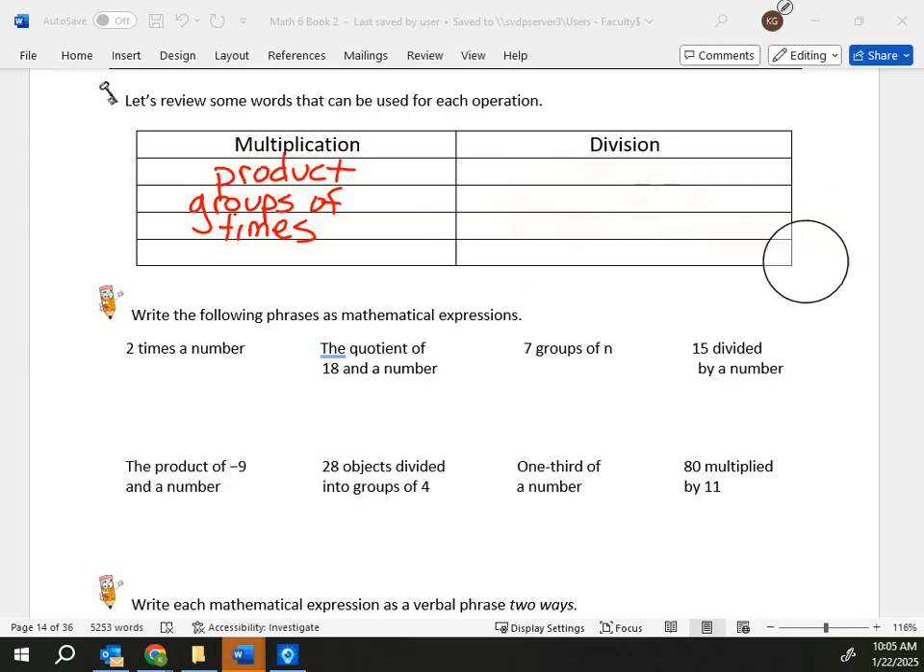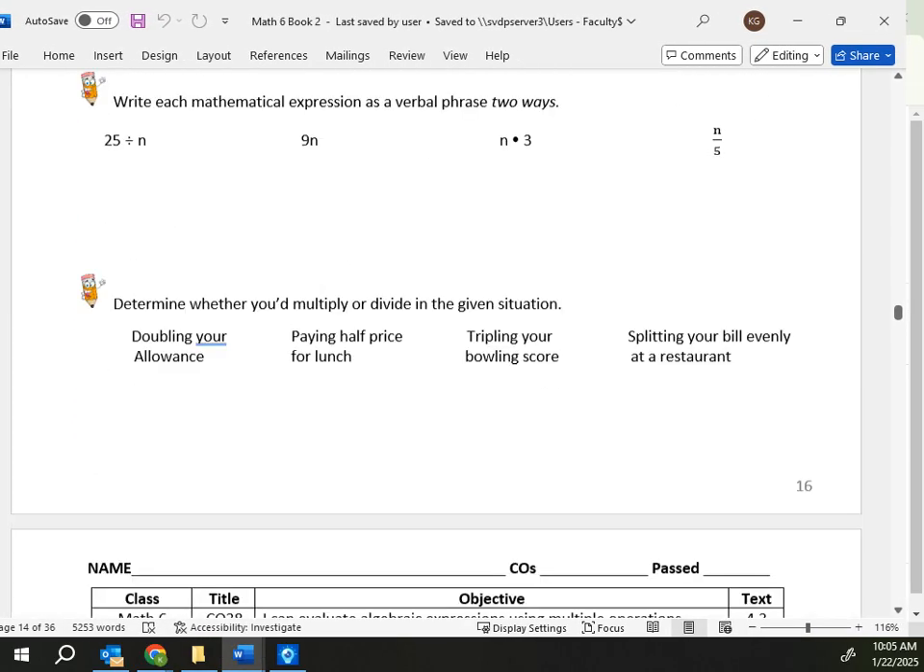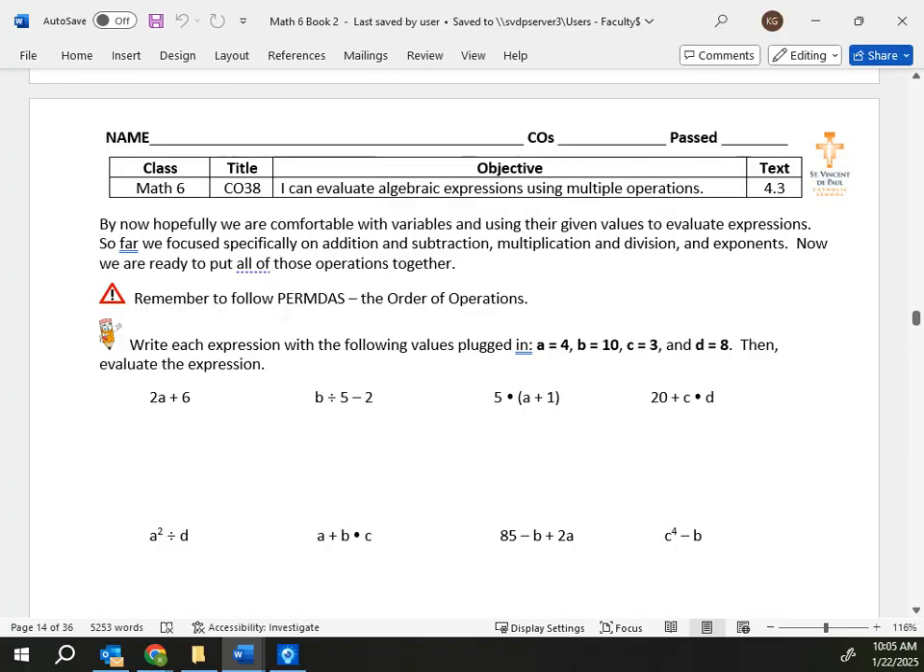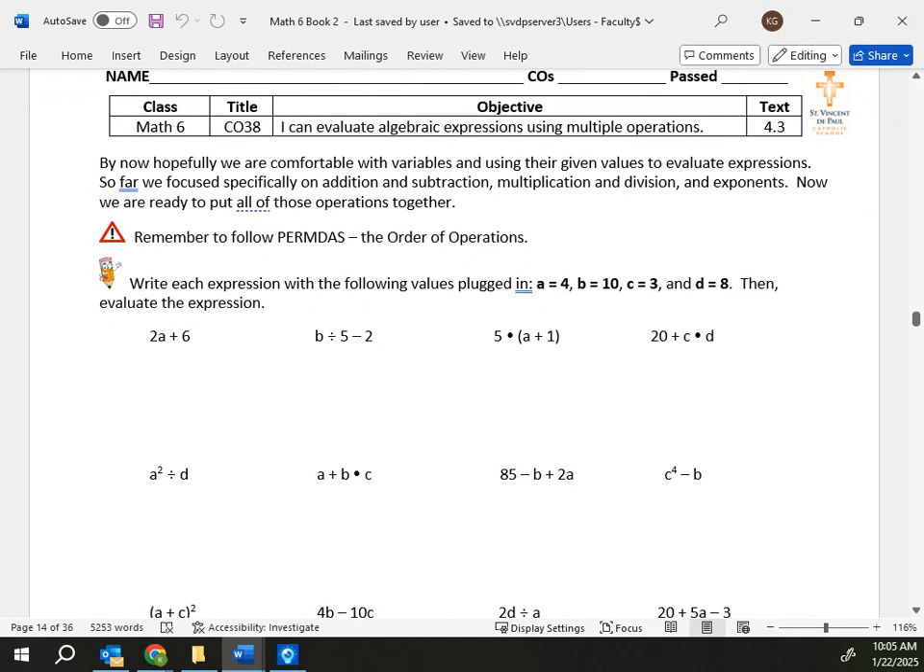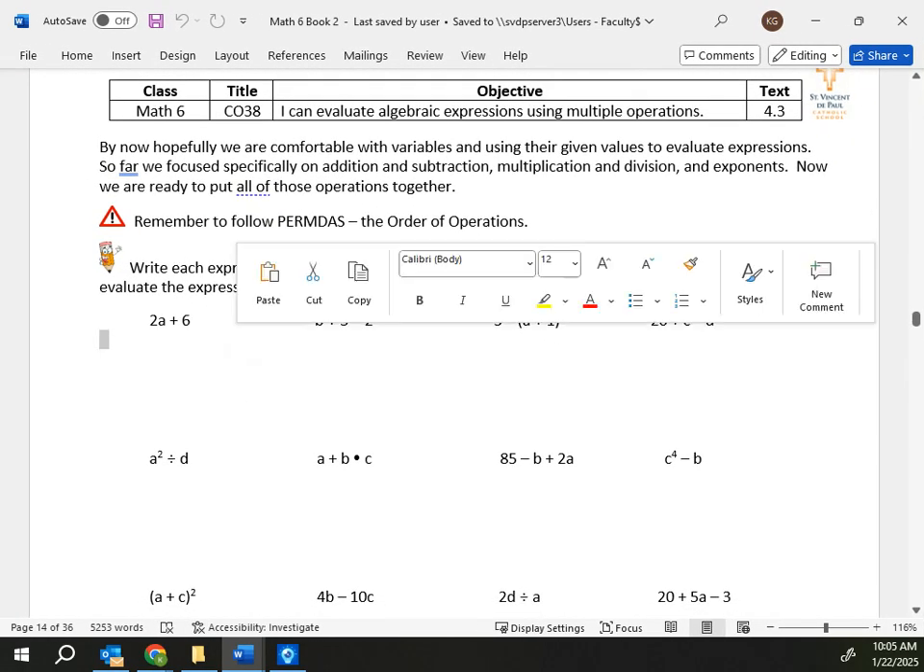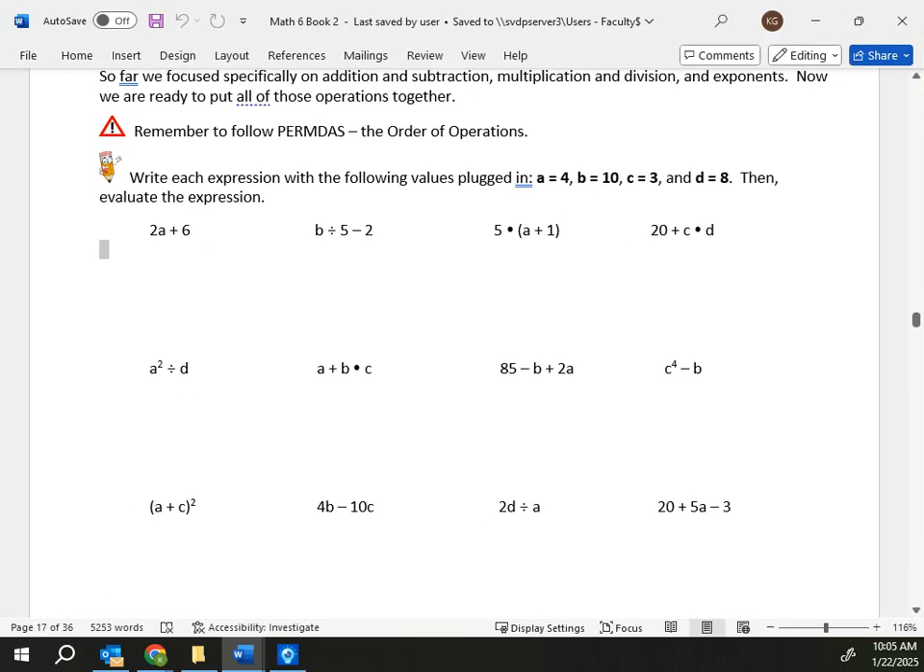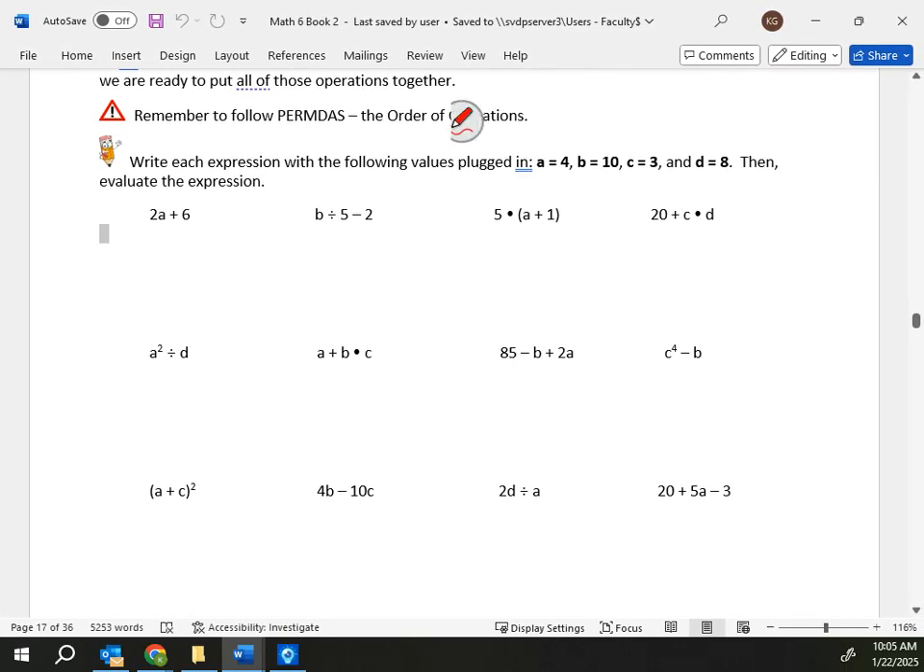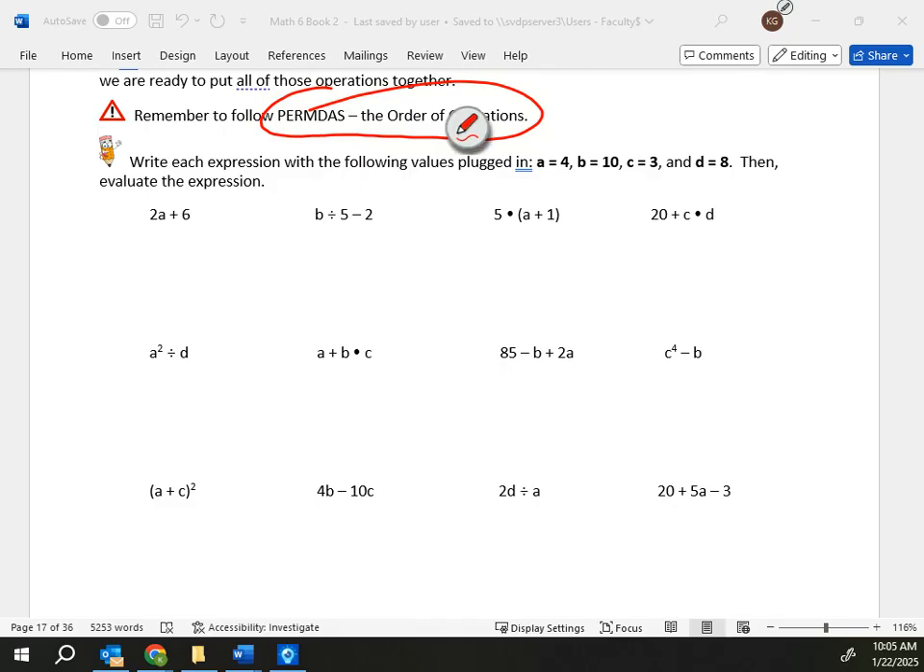CO38. And if you didn't get all of this written down, you can watch the video tonight or look at your binder and finish it up. CO38, I can evaluate algebraic expressions using multiple operations. This is when it's very important that we remember PERMDAS, that order of operations. So I would even put PERMDAS on your help sheet so you remember which steps to do first. So put PERMDAS. If you don't remember what PERMDAS means, write it out.